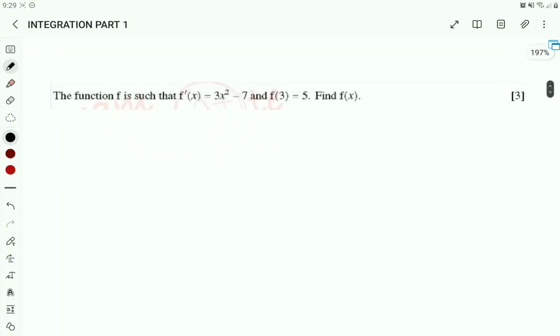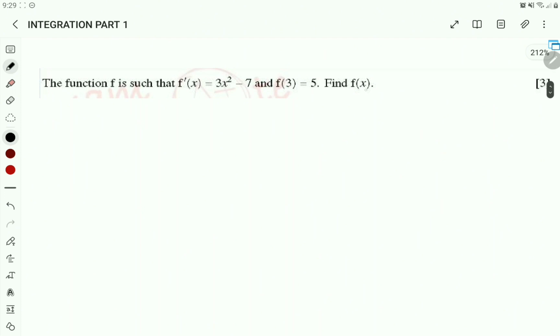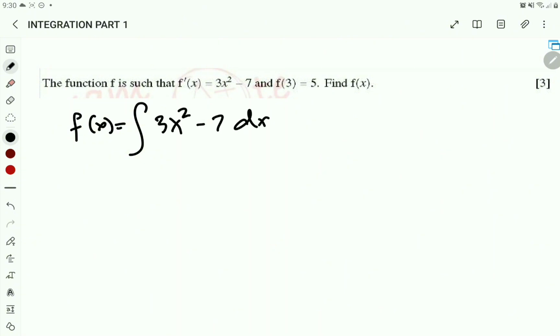The function f is such that the first derivative is equal to 3x squared minus 7. f of 3 is equal to 5. Find f of x. We're looking for f of x, which is the integral of the derivative, 3x squared minus 7 dx. Since this is very straightforward, we don't need the strategies that we learned a while ago, so let's take the integral immediately.